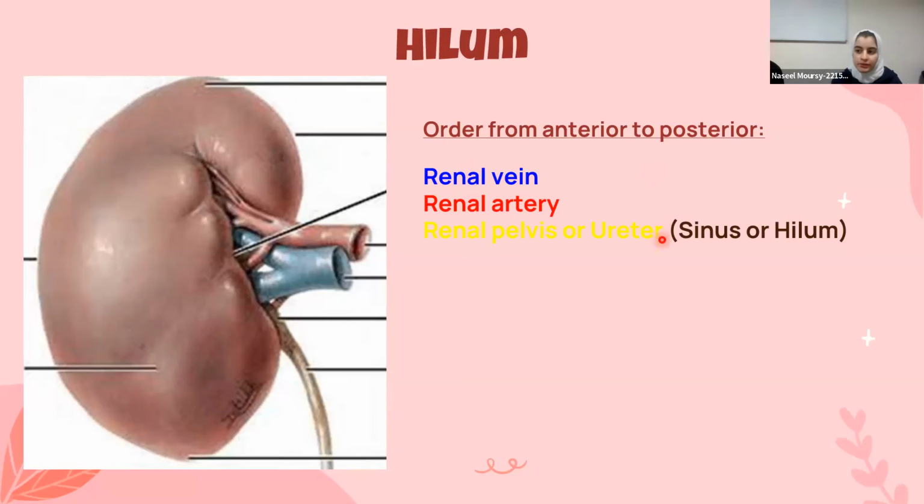Now, why did I say pelvis or ureter? Because the pelvis is deeper inside the kidney, and this would be related to the sinus, the renal sinus. We'll go into those details later. But the ureter is more to the outside, kind of here. So this is related to the hilum, the actual hilum.